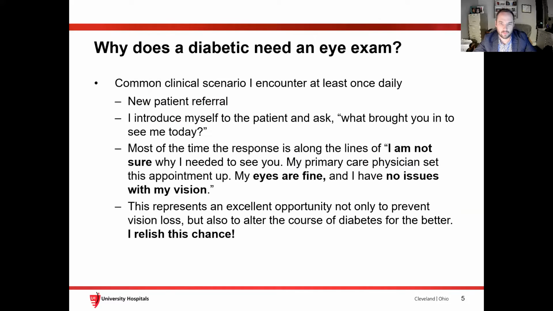I'm going to give you a scenario that I come across pretty frequently. It's usually once a day. I'll have a new patient in the office in front of me. I'll come in and introduce myself and I'll say to them, what brought you in to see me today? And most of the time, I get a response similar to, I'm not sure why I needed to see you. My primary care physician set this appointment up for me. I feel like my eyes are fine and I have no issues with my vision. And I think this is an excellent opportunity for me, not only to help prevent vision loss in my diabetic patients, but also just better care for diabetes and alter the course. I really, really relish this opportunity to help people because it's important.